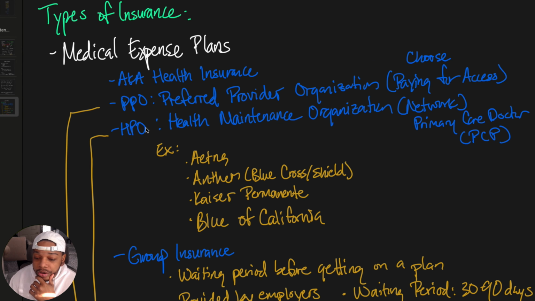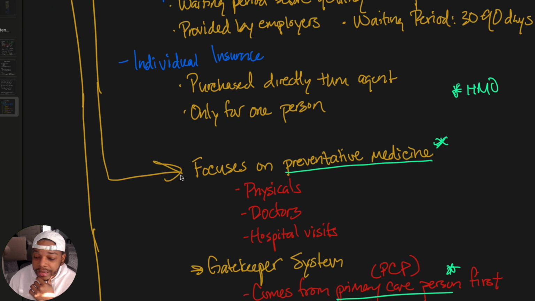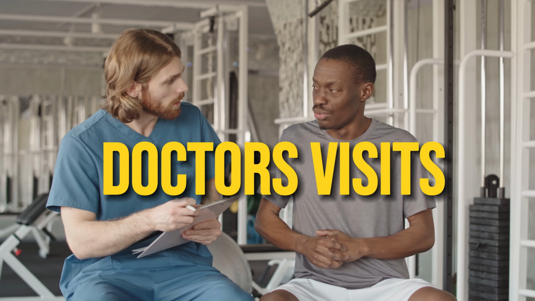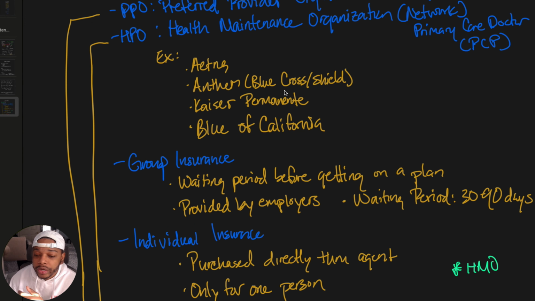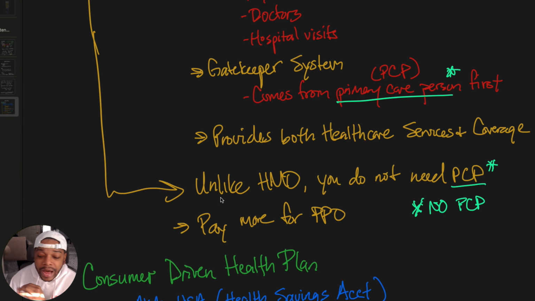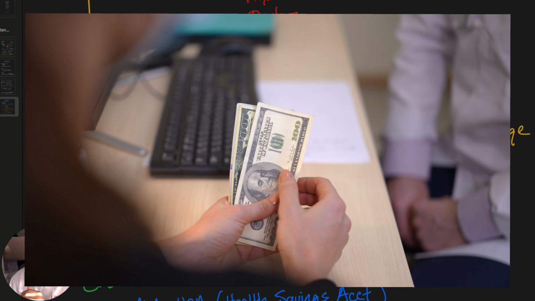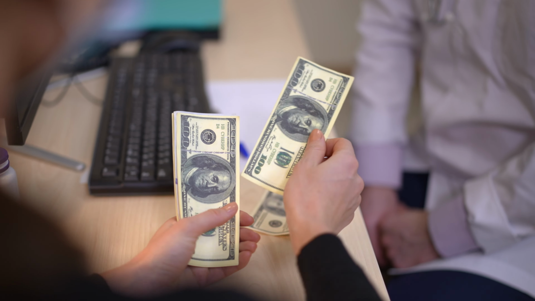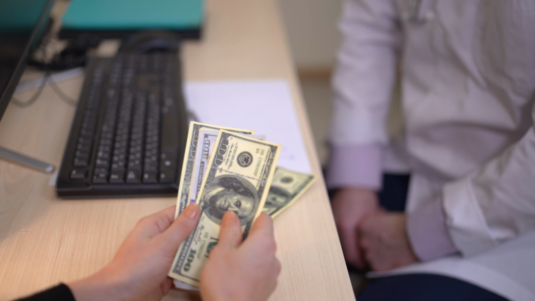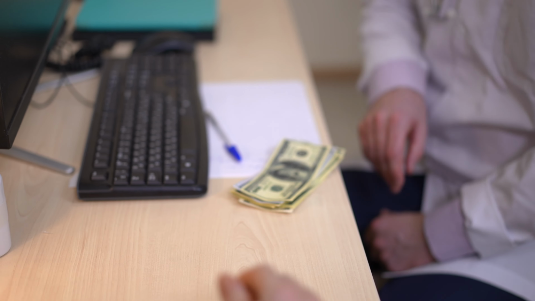Now, the key thing here on the HMO side is that it's more focused on preventative medicine, right? So that's like your physicals, your doctor's visits or hospital visits, right? Now, when it comes to the PPO, which is the preferred provider organization, unlike the HMO, you do not need a PCP, right? You really pay more when it comes to the PPO because you don't really have a network. You're just paying for the access. So you can go anywhere. You're just paying for whatever doctor that they have.